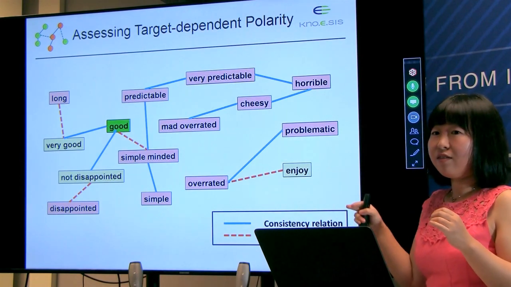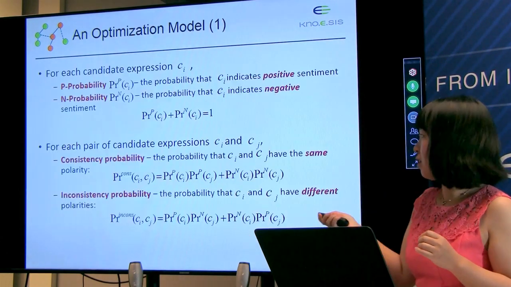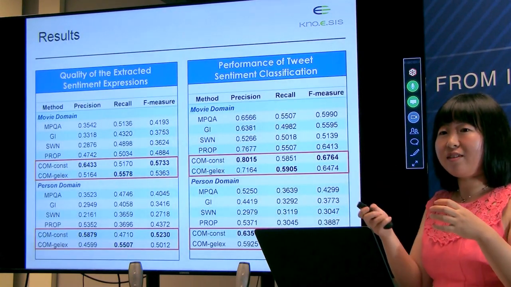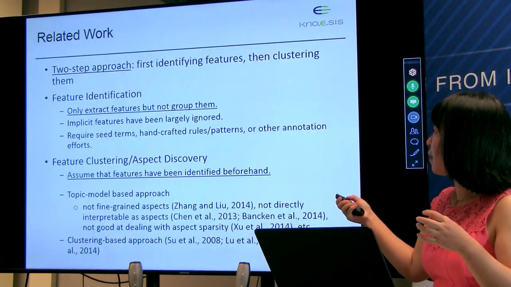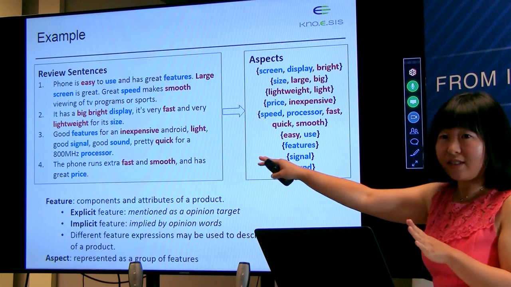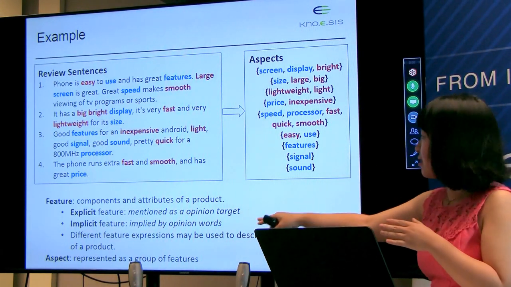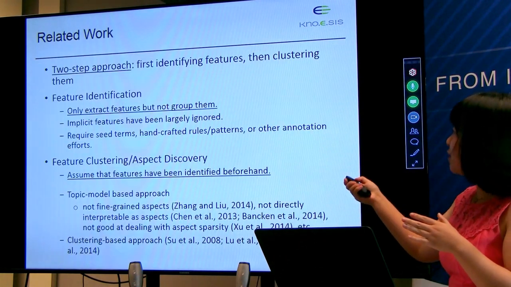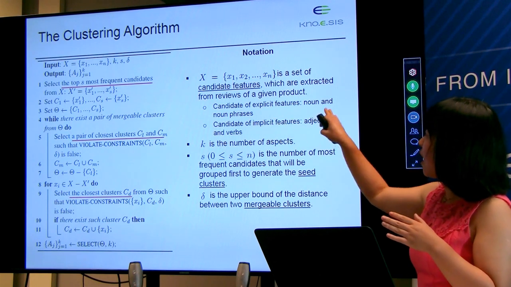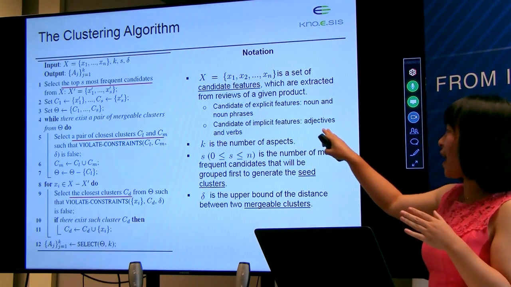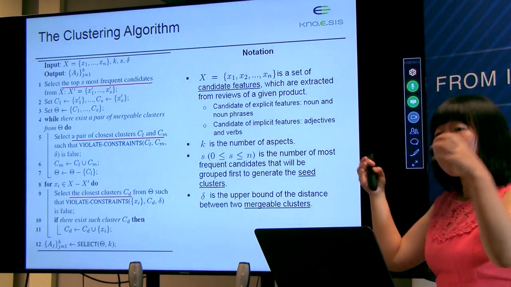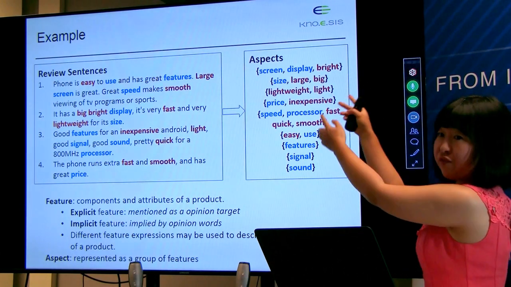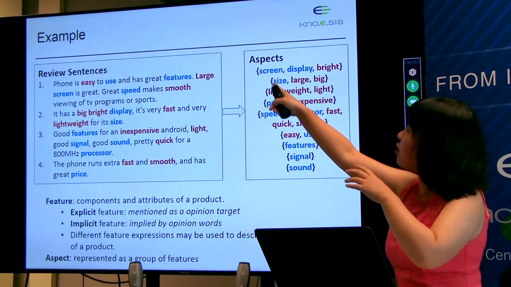Right. And then in the second work, how do you distinguish features and aspects? An aspect is a group of features. So how do you automatically extract it? The features can be automatically extracted, explicit or implicit. Features can also be nouns or verbs. Yes. That's why in this framework we extract nouns and noun phrases as explicit features, and adjectives and verbs as implicit features. When we group them together, the aspect is represented by a cluster of features. We call this a cluster.